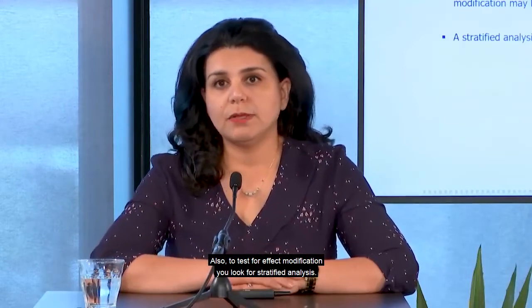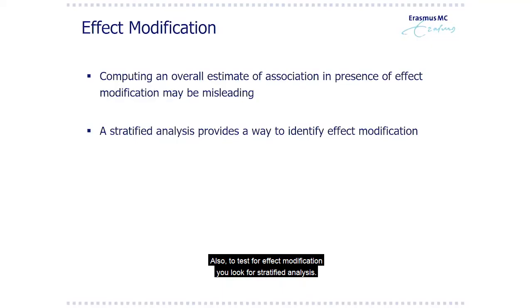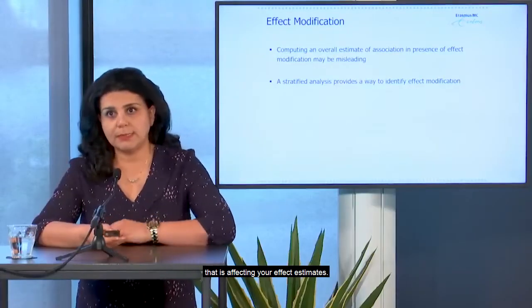To test for effect modification, you look at stratified analysis. So you stratify your analysis and you hope to identify the third variable, the effect modifier, that is affecting your effect estimates.